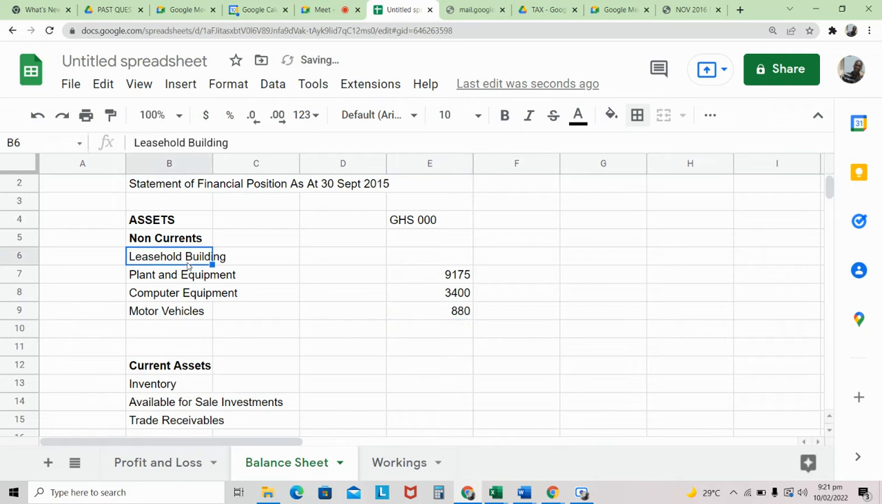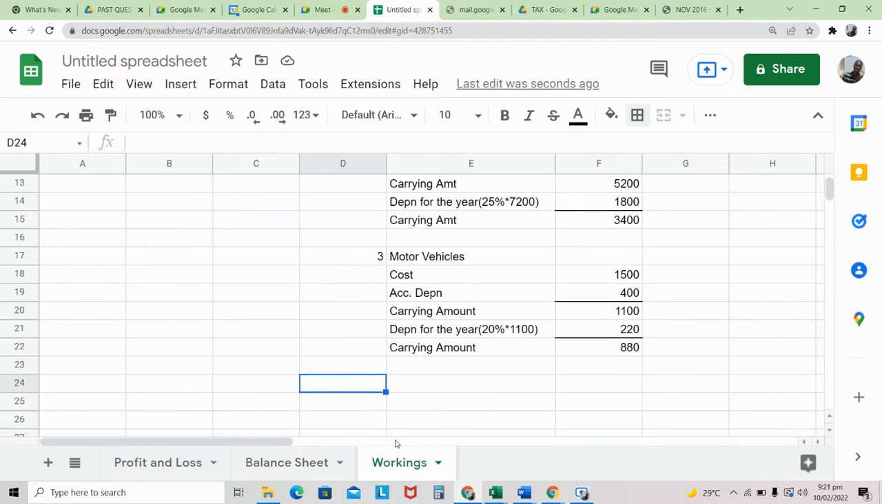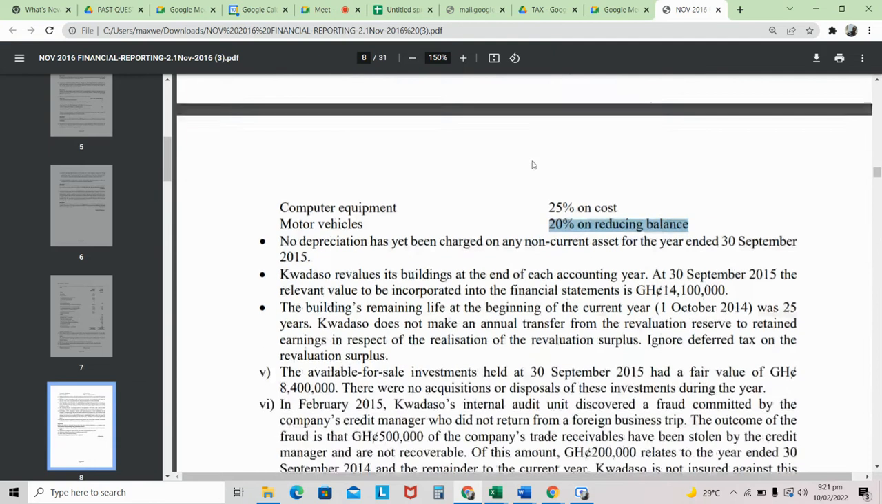Okay, now let's look at our leasehold building, which is note 4. Leasehold building. There's a note here.